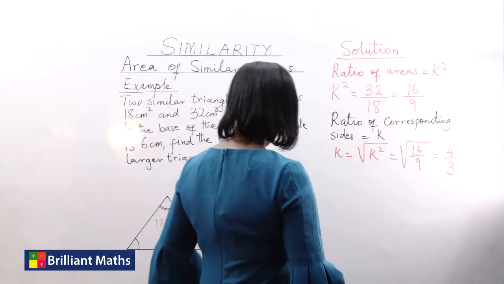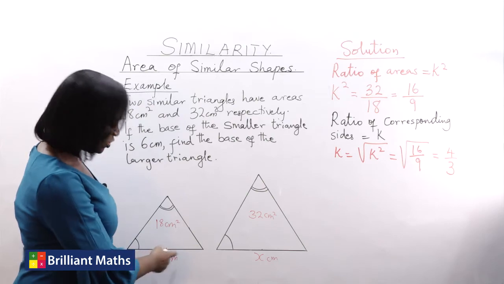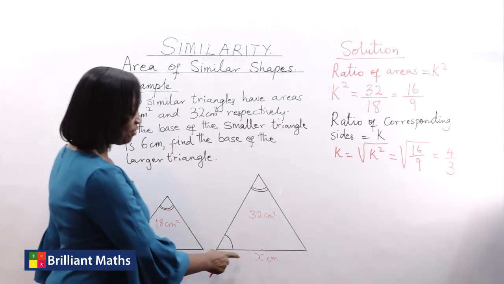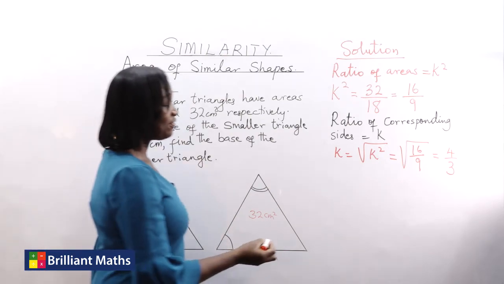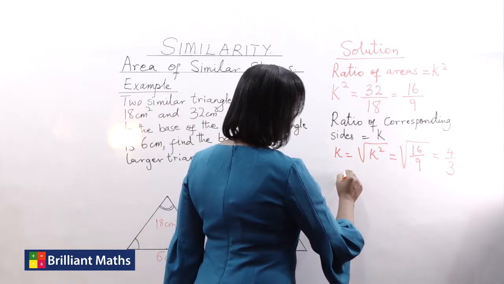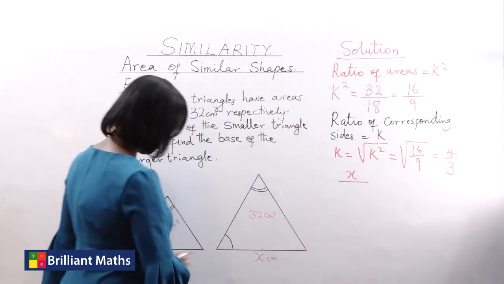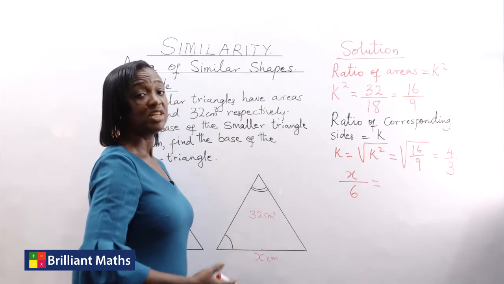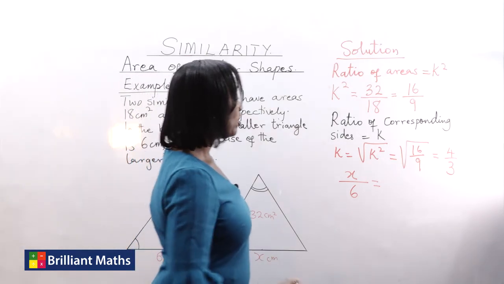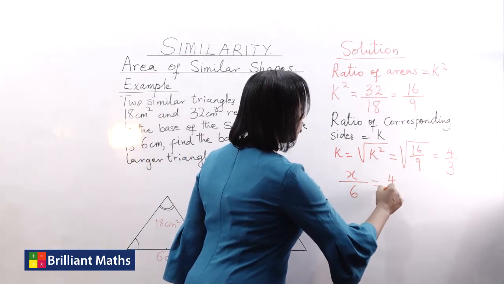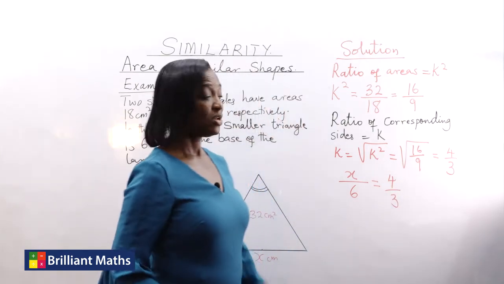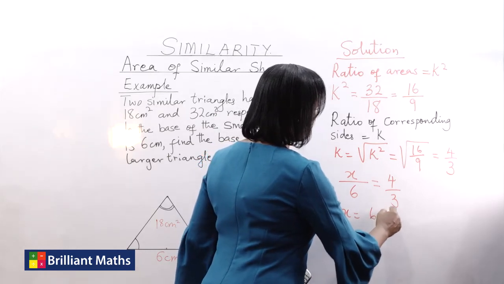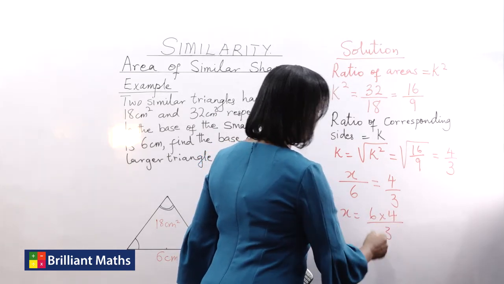So we know the length of this side, which is 6 centimeters for the smaller triangle, but we want to find the length of x. So the length of x over 6 will be equal to k, which is the ratio of the corresponding sides, equal to 4/3. So x is equal to 6 times 4/3.